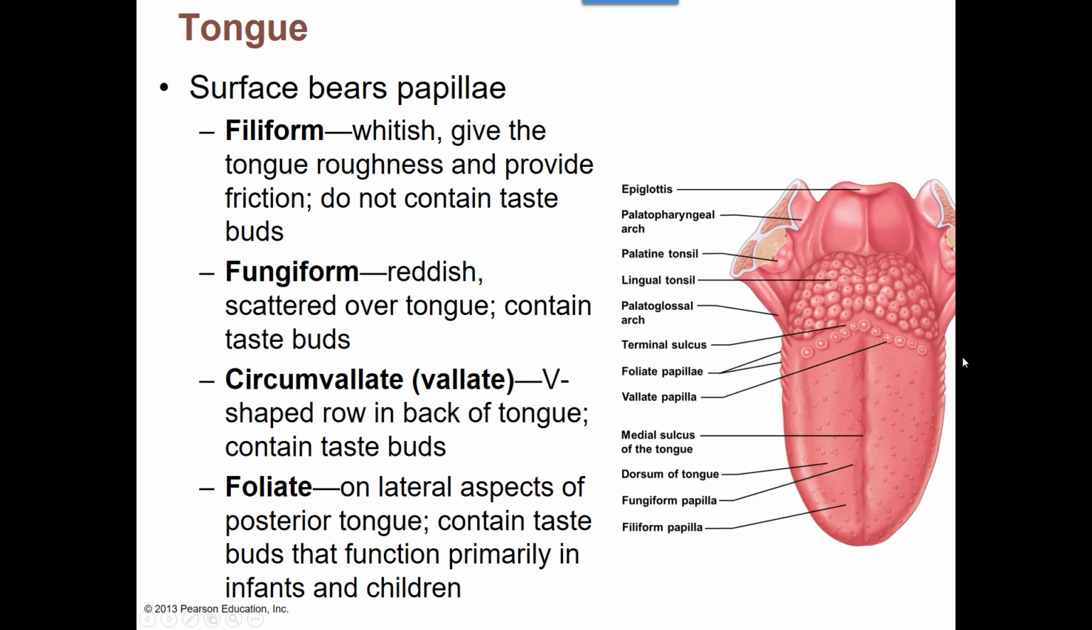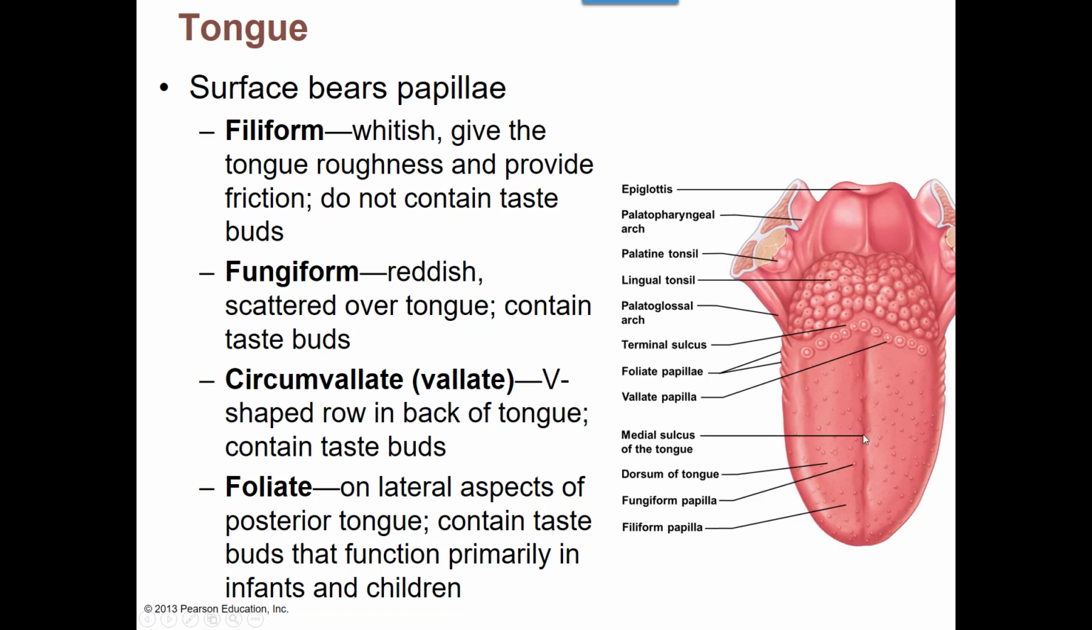And then even farther back, we have what are known as your foliate papillae, and those are found on the sides. They're on the lateral aspects near the back of the tongue, and they contain taste buds that function primarily in infants and children. So yes, when kids are very picky about their different kinds of foods, and then their tastes change as they get older, well, it's true. Their taste buds do change. Most of the tasting that kids and infants do uses the taste buds on that back outside, the foliate. As they get older, your other taste buds start to get a little more refined, and they like to finally eat more things.